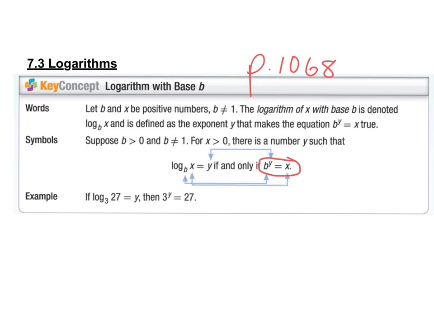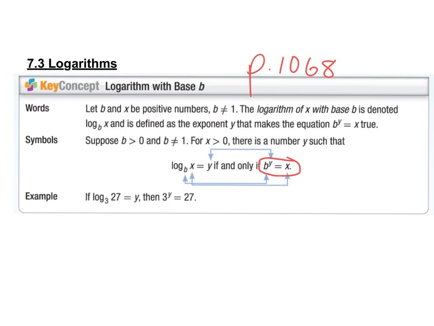And so most of 7.3 is taking things that are written in exponential form and converting them to logarithmic form, or going from logarithmic form and writing it as an exponent. That's what 7.3 is all about: getting you used to the notation, getting you used to the mechanics, getting you to understand where everything goes.